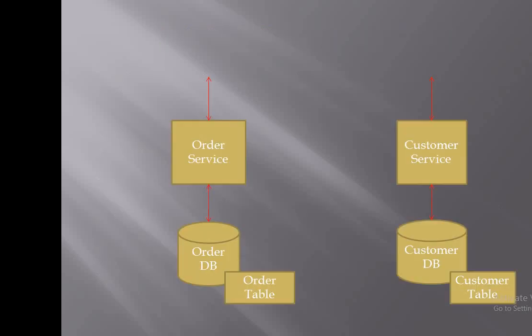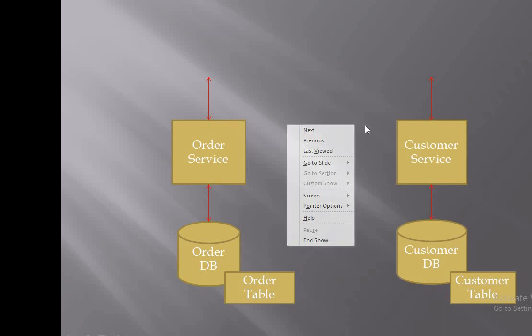So this is a simple architecture. You have an order service. Order service will access the order DB and customer service will access the customer DB. Order service can't access the customer DB directly. So if order service needs data from customer service, the order service needs to call the customer service. Customer service will call the customer DB and give that data to order service. So there is a restriction. You can't use order service directly to access the customer DB.